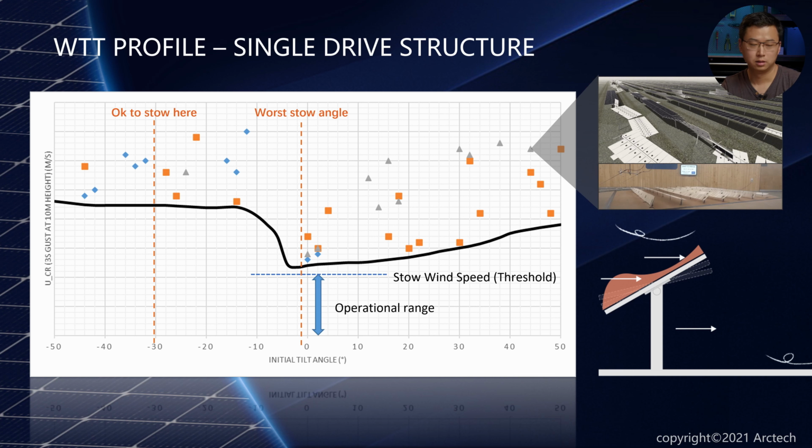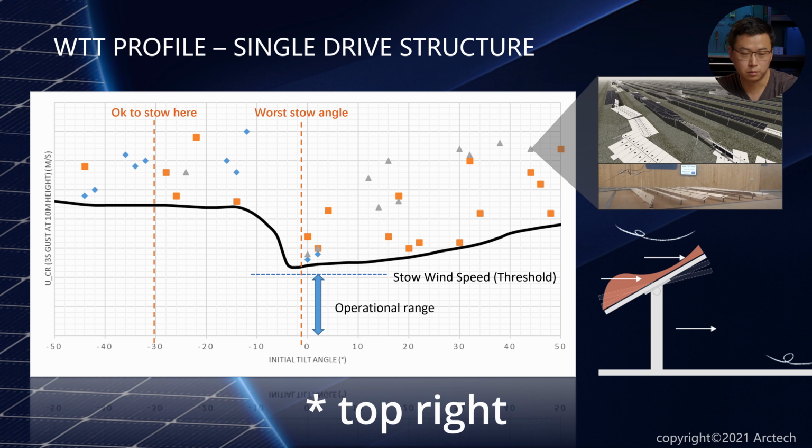And let's look at this chart. These charts come from multiple wind tunnel tests. You can see there are some dots, and the bottom axis represents different angles, and the left-hand side, the y-axis, represents the critical wind speed. I'll explain that one by one. So let's look at these triangle dots on the bottom right. That means I stow my tracker at 44 degrees. I think this is a positive 44 degrees.